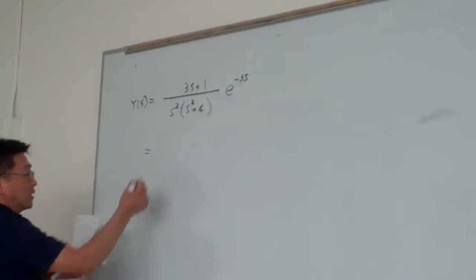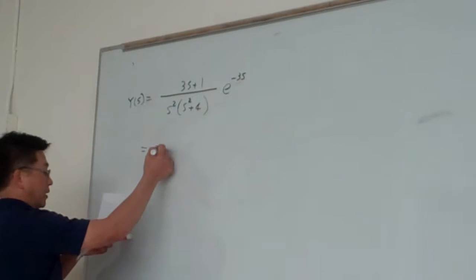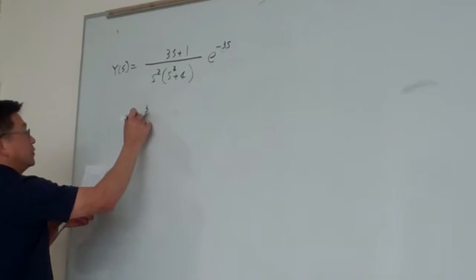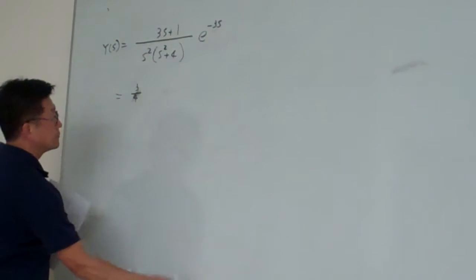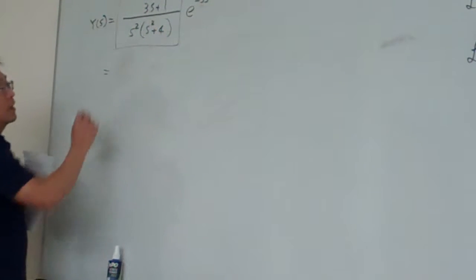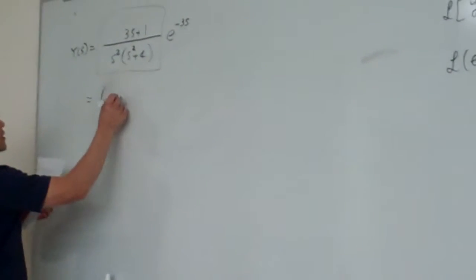So this one we factorize. Again, this one can be equal to 1, 3 over 4. You simply factorize this term, and for example, this one can be equal to, say, s.